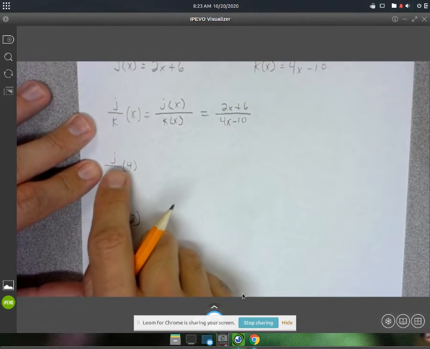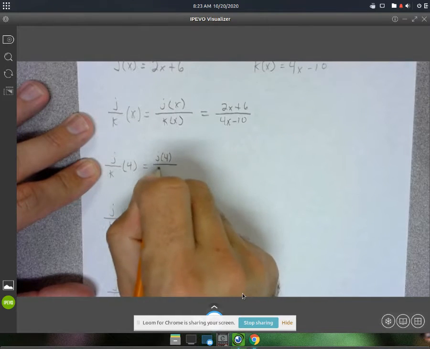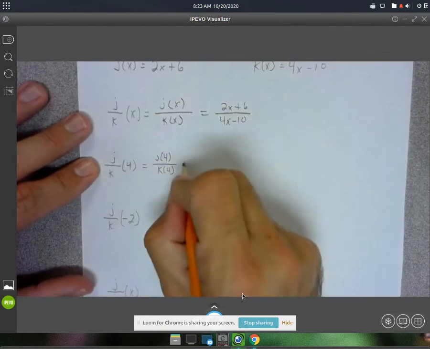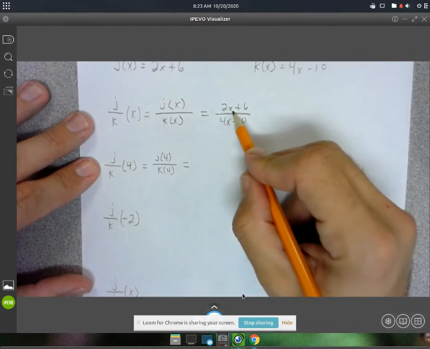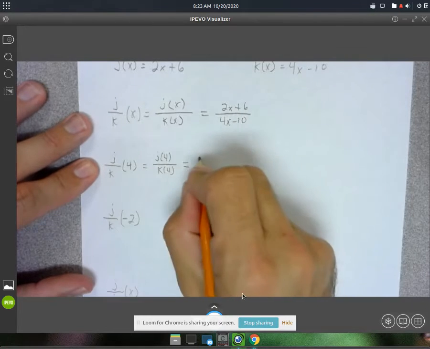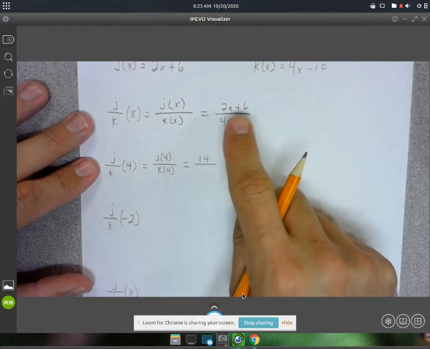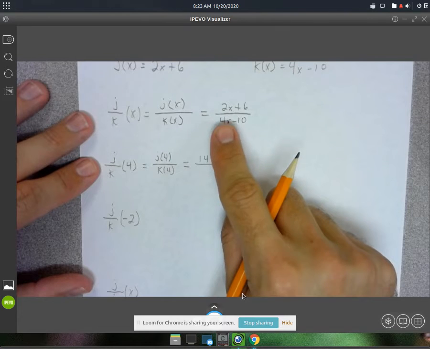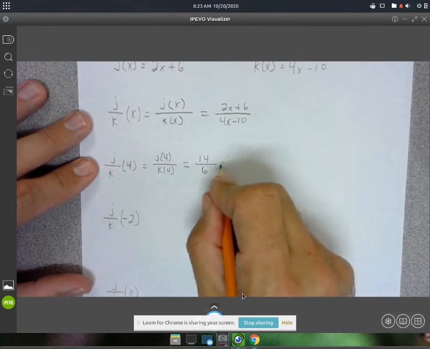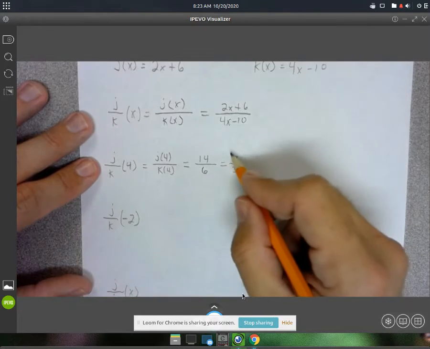All right, so we're asked to find j over k of 4. So you could just do j of 4 over k of 4, but I'm just going to use this function up here, okay? It's the same thing. So we're plugging in 4 for x. So this would be 2 times 4, which is 8, and then 8 plus 6. So you get 14. On the bottom, 4 times 4 for x is 16, and 16 minus 10 is 6. And then you would just simplify that. They can both divide by 2. So you get 7 over 3. That's it.